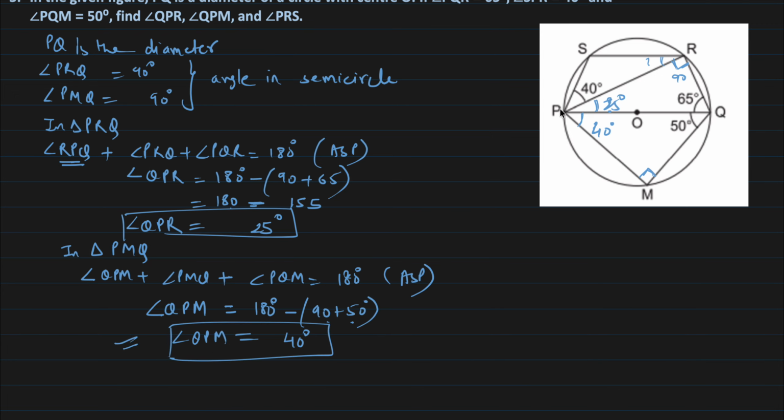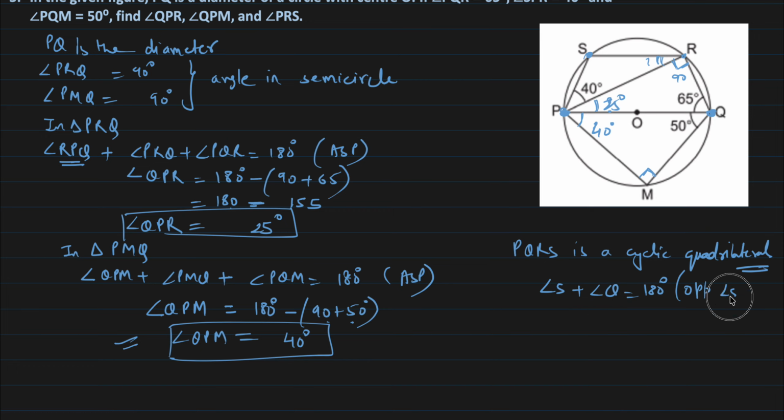Now we need to find out PRS. Now PQRS, what do you know about PQRS? It is a cyclic quadrilateral. We will be using this also here. What do you mean by a cyclic quadrilateral? All the vertices of this quadrilateral PQRS are on the circle. The property of a cyclic quadrilateral is that its opposite angles are supplementary. So angle S plus angle Q is 180 degree, right?